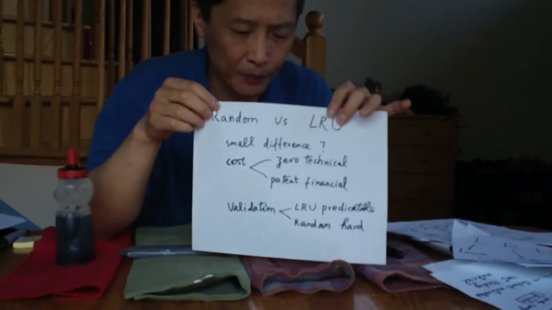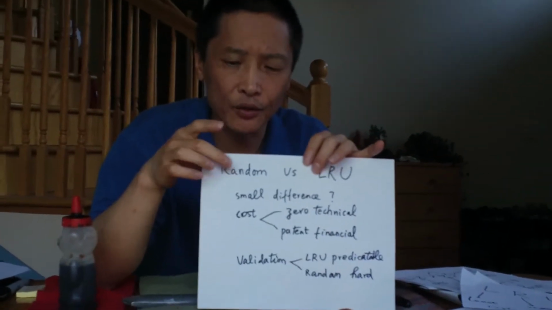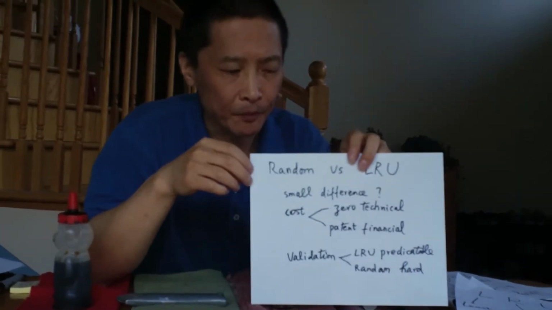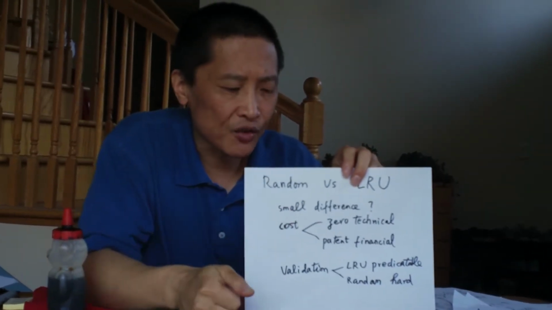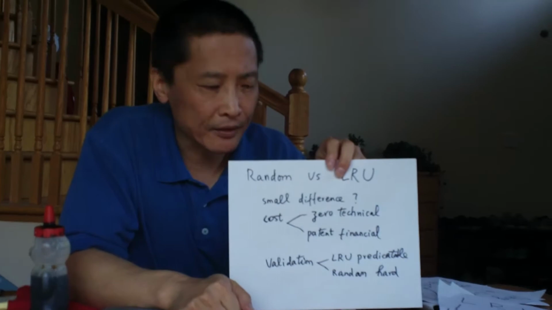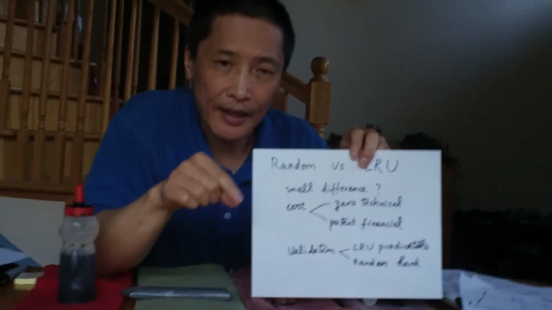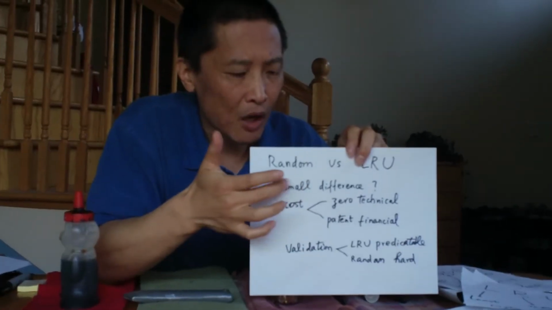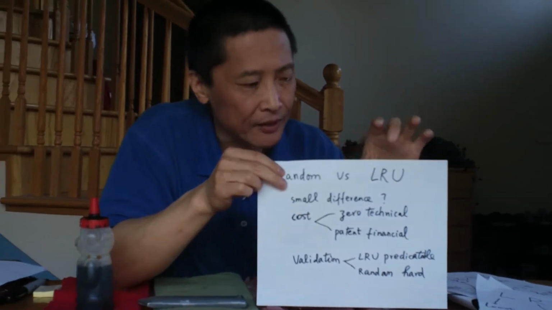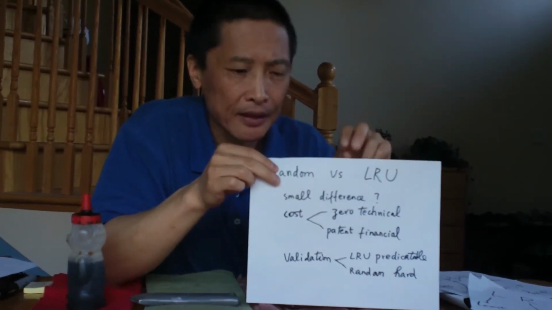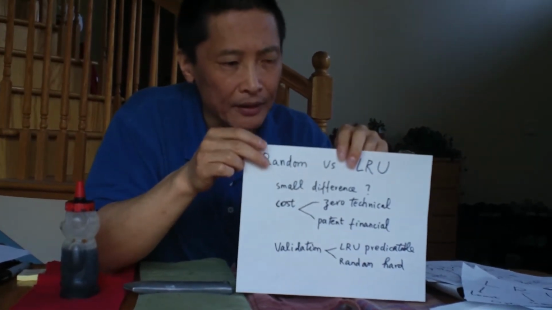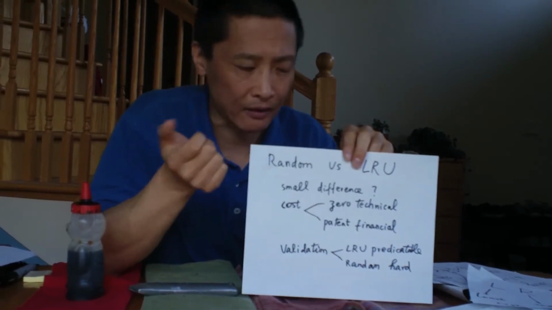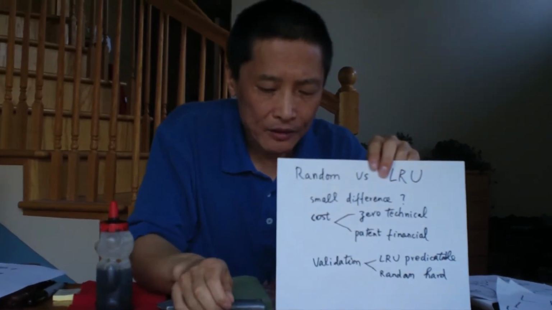Some people argue the least recently used algorithm is better than random. You see some cheap processors use random. There are some reasons. They usually show you a small difference. In terms of performance, say cache miss, there is a small difference, an advantage for LRU. This reason may or may not have any advantage. That's what they claim. But they miss the point.